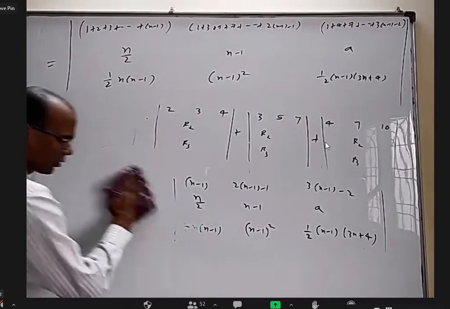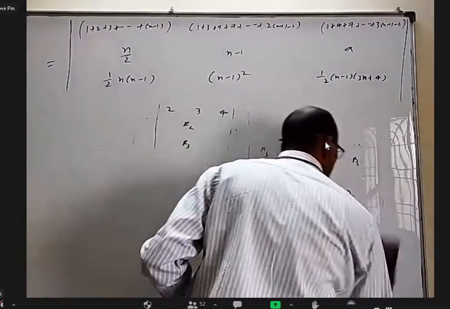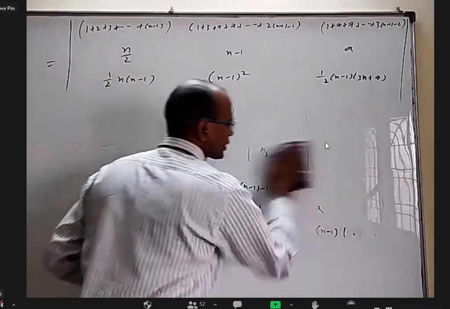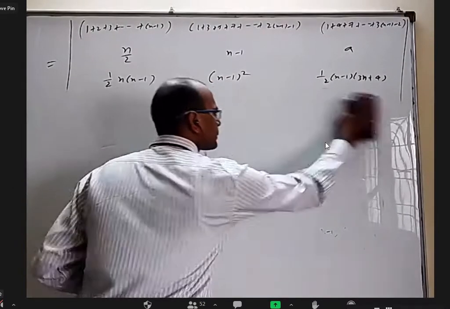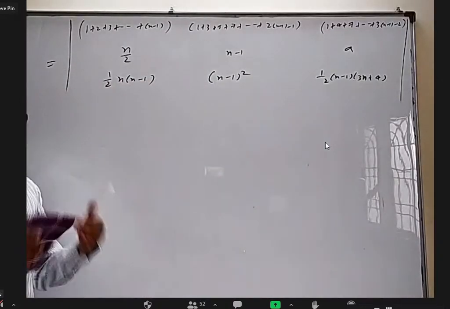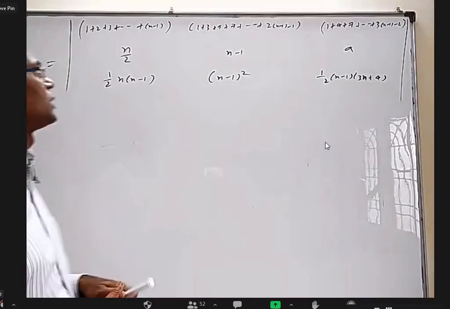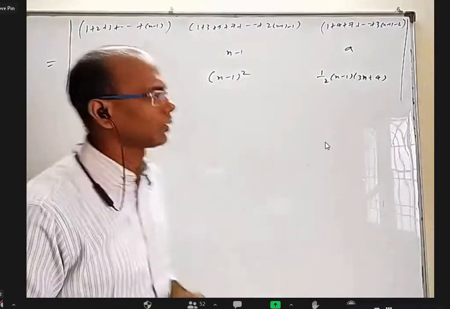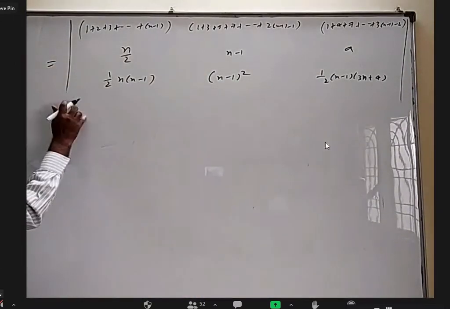Please turn on your videos, everybody. Sir, first row and third row are identical, sir. Yes, correct. If you use your arithmetic progression formulas, you can understand how these two are same, these two are same, these two are same. Okay, I'm going to write that separately here.